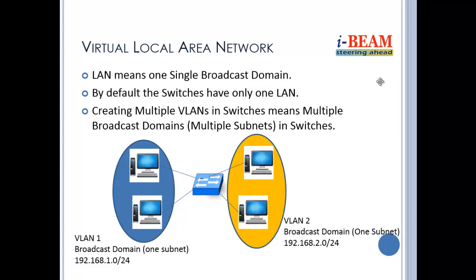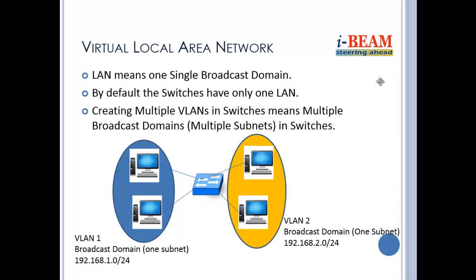We talked about basic layer 2 switching and how switching works. What is a collision domain? What is a broadcast domain? In Cisco switches and other switches, there is another cool feature, the virtual local area network. So what does local area network mean? A LAN means a single broadcast domain. By default, switches have only one LAN. Creating multiple VLANs in a switch means multiple broadcast domains, multiple subnets in the switch.